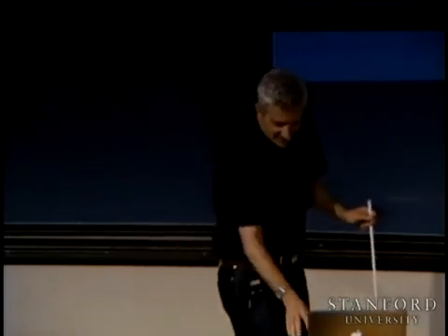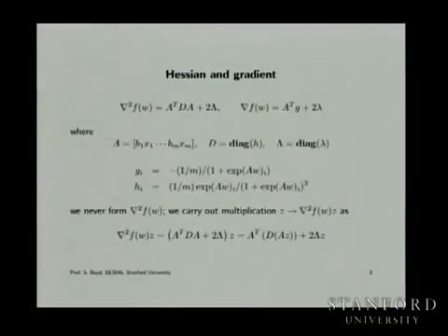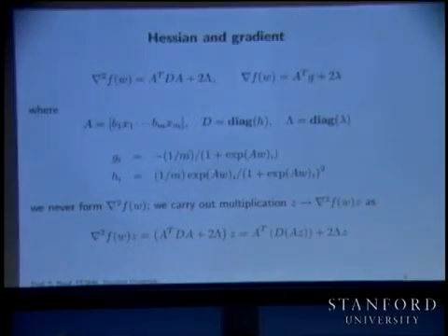Okay. All right. So the Hessian and gradient look like this. They start looking very familiar. It's A transpose dA plus 2 times lambda, where lambda is diagonal here. The gradient looks very similar. And none of the details matter. But the important point here is all you have to be able to do is multiply a vector by the Hessian.